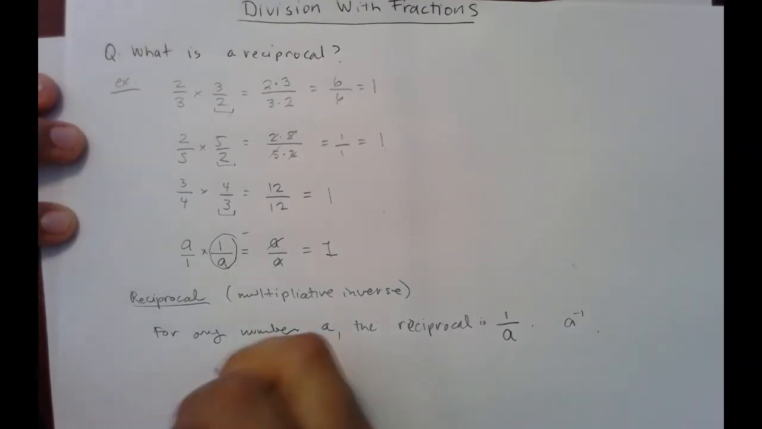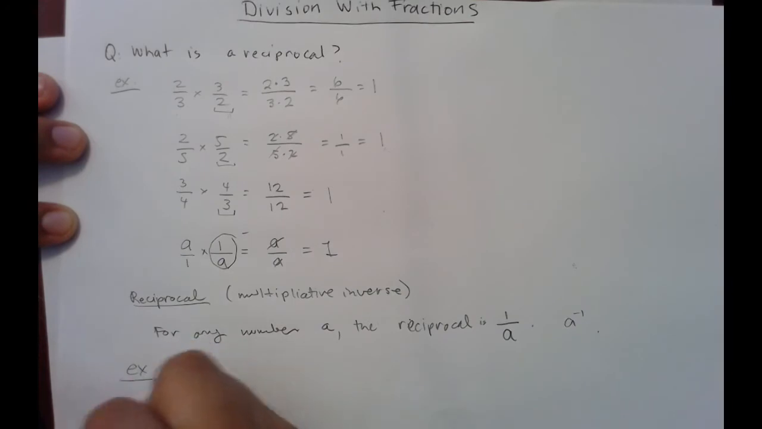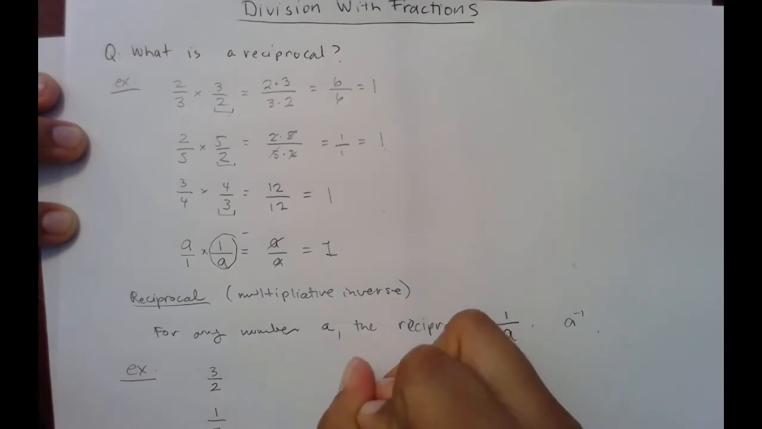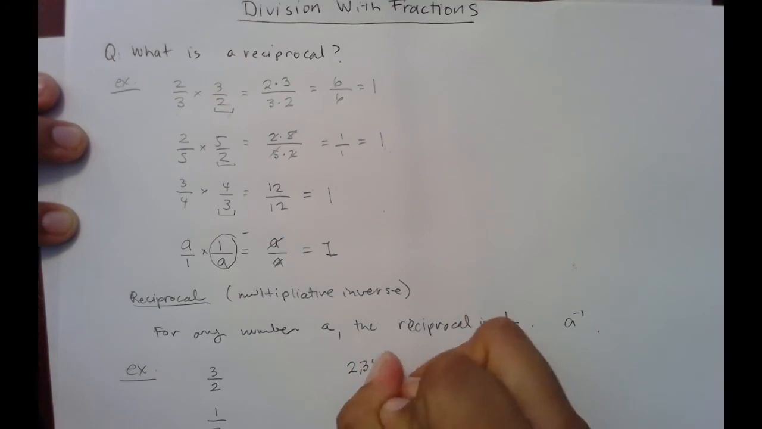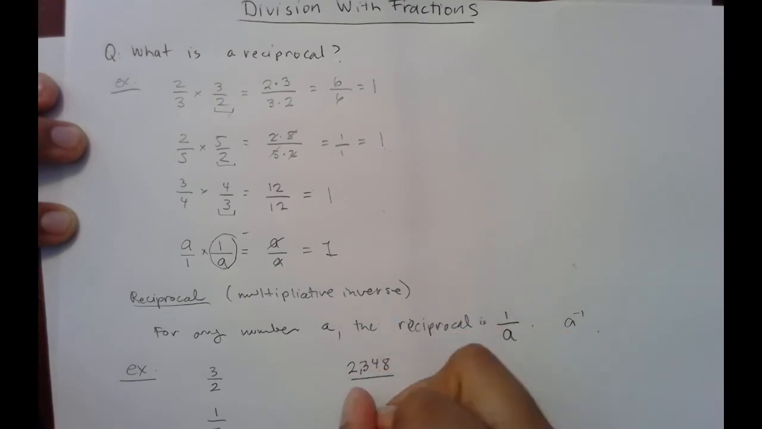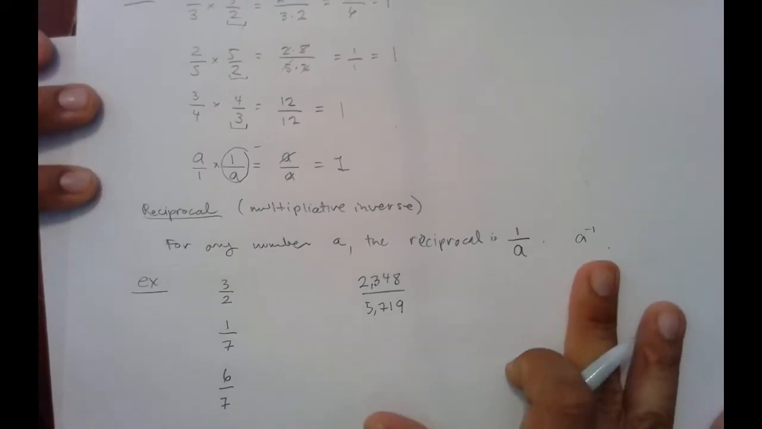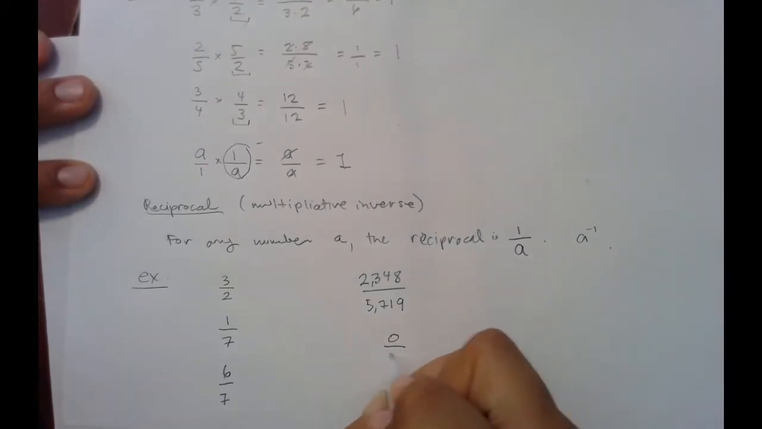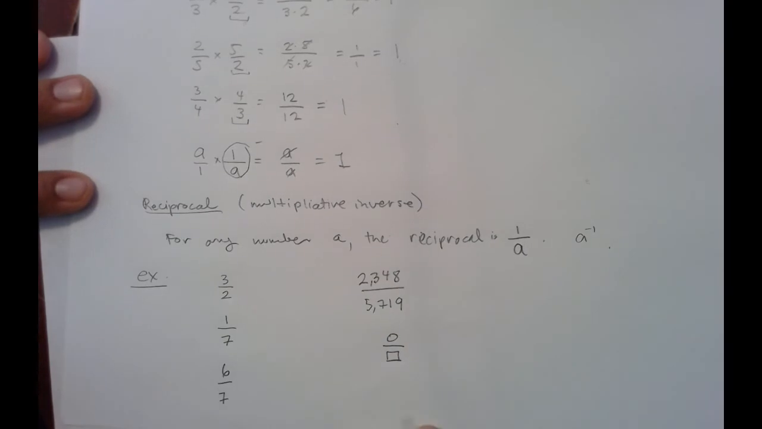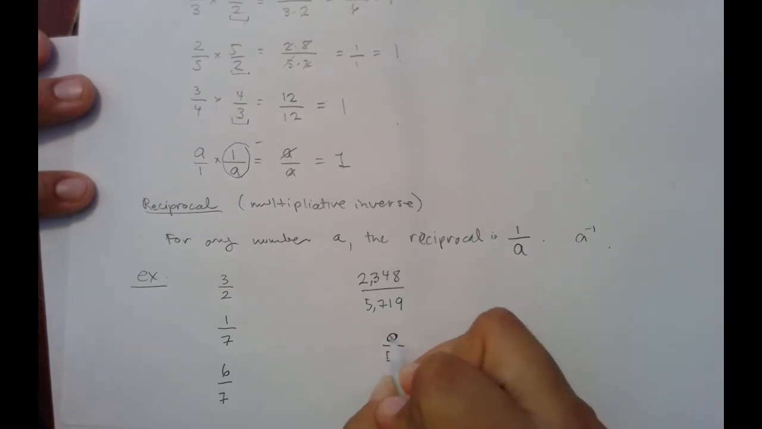Okay, so let's list some reciprocals, right? Let's do more. So list the reciprocal of 3/2. We listed that already. Oops. 1/7, 6/7, and 2,348 over 5,719. Just a joke. And can you tell me the reciprocal of circle over triangle? I mean square. This is not 0. This is a circle. Or maybe I'll just make it a happy face.